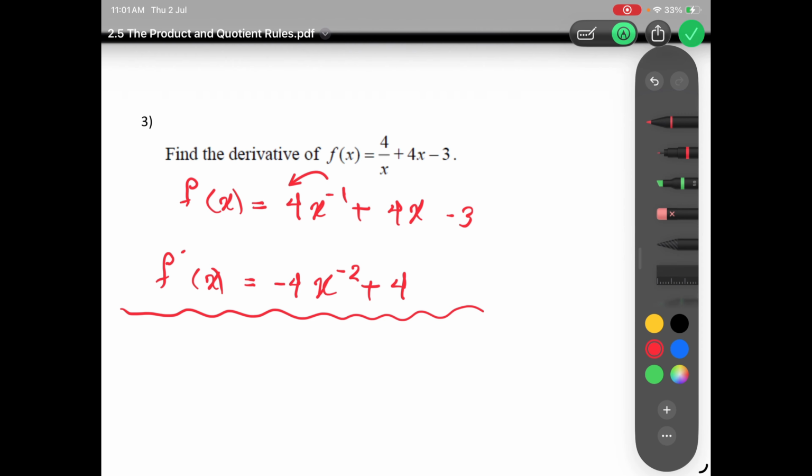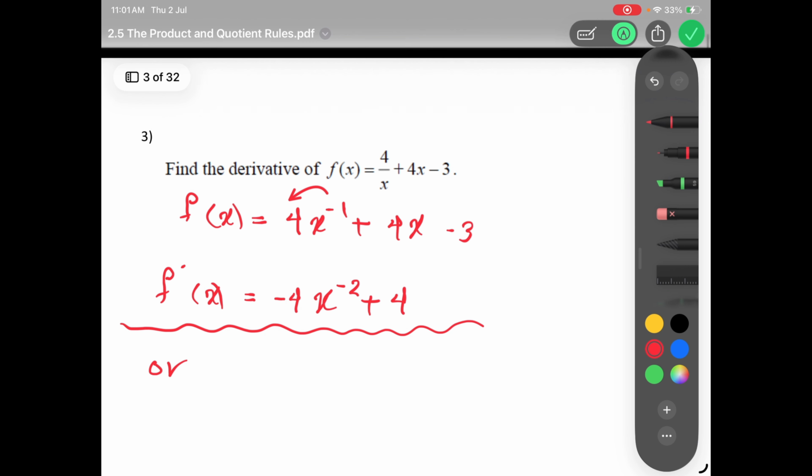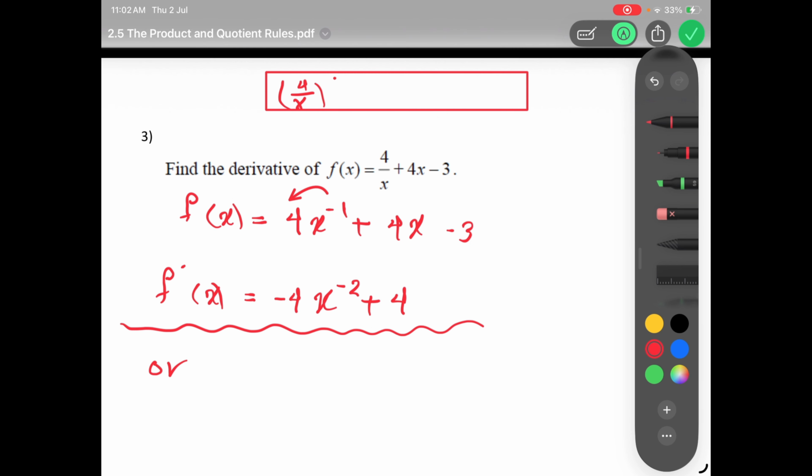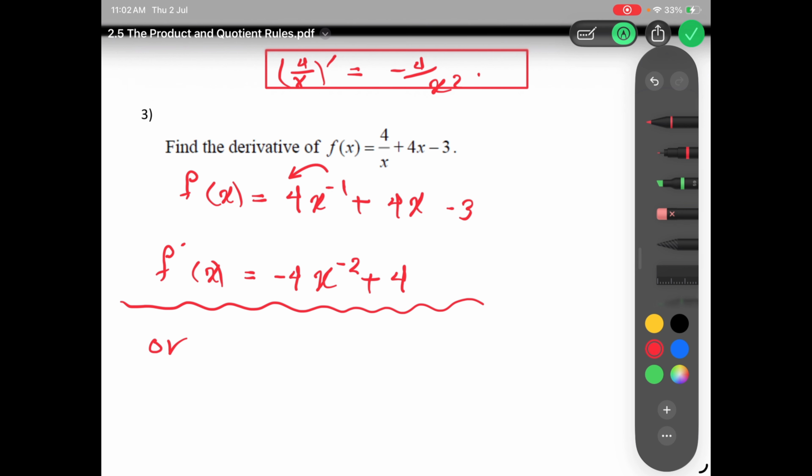Or there's a rule here. I will write it here again. The reciprocal function: how do we differentiate 4 over x? If you differentiate 4 over x, it will be minus 4 over x squared. If you know this, then we can straightforwardly find the derivative. So f prime of x, where f of x equals 4 over x, will be, as I mentioned, minus 4 over x squared. This is the derivative of a reciprocal function, plus 4.